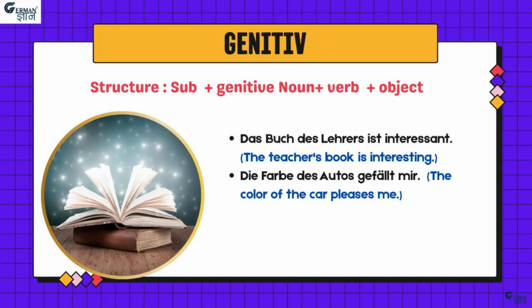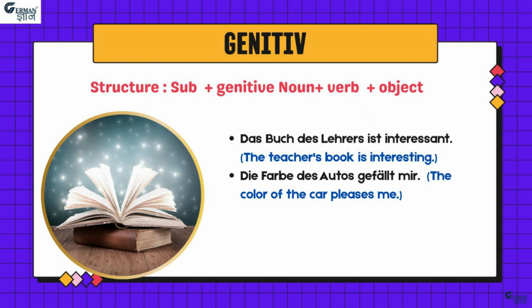The next sentence structure is of genitive. Now genitive is used to show belongingness, for example, to whom a particular thing belongs. The sentence structure is first comes the subject or the noun, and then the genitive noun. Genitive noun means the owner of that particular object, and then the verb, and then the rest of the sentence. So for example, "Das Buch des Lehrers ist interessant."